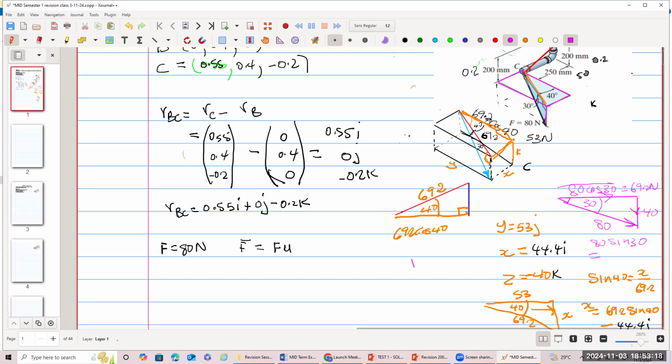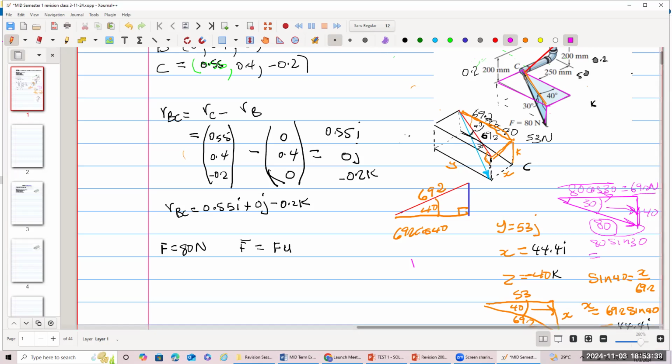This is 40. So this distance coming down, I can't write over there because I don't have the space. This distance here is 80 sine 30, because this is the hypotenuse. That is the angle, so that line mapping over there is sine. This works out to be 69.2. Right? You got that?